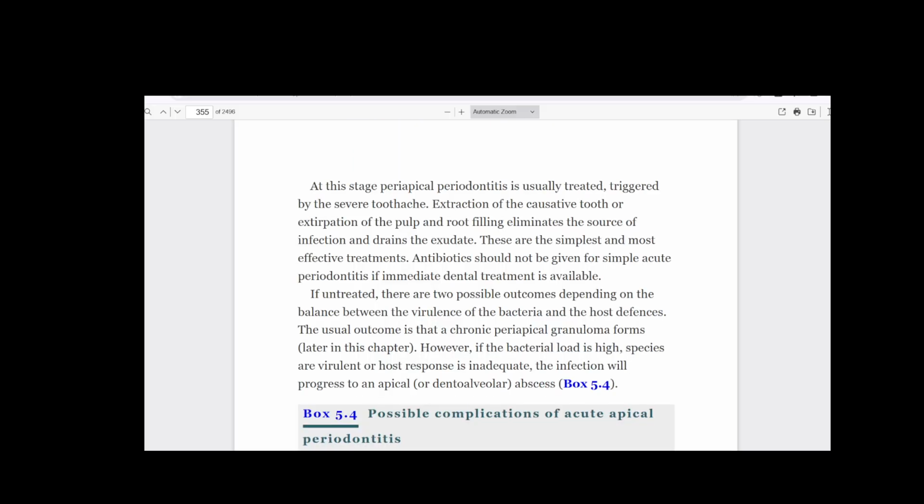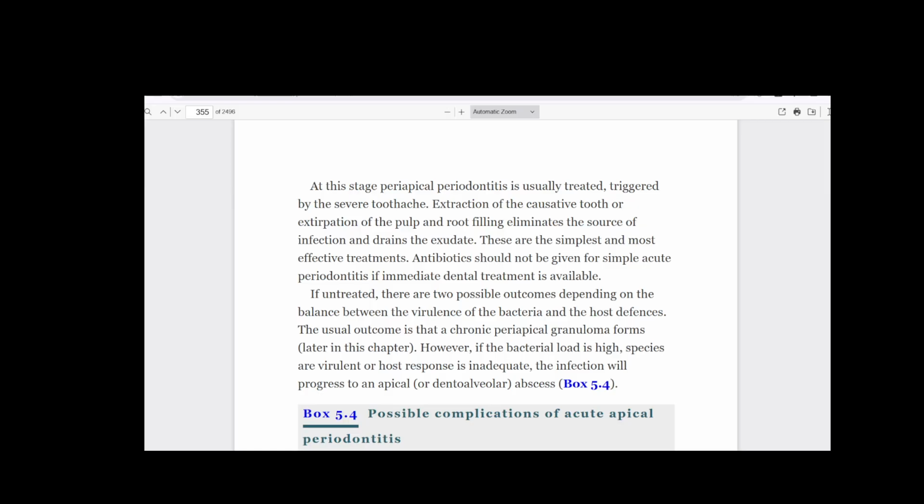At this stage, periapical periodontitis is usually treated, triggered by the severe toothache. Extraction of the causative tooth or extirpation of the pulp and root filling eliminates the source of infection and drains the exudate. These are the simplest and most effective treatments. Antibiotics should not be given for simple acute periodontitis if immediate dental treatment is available.